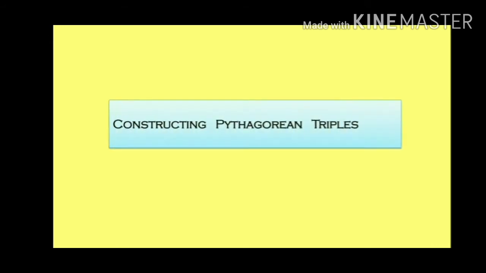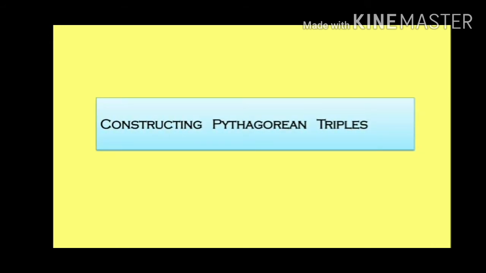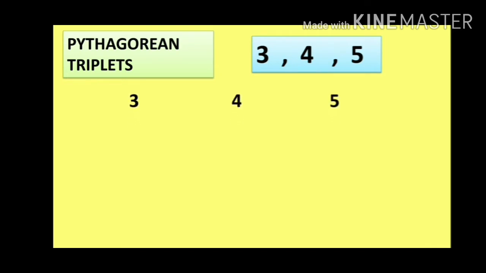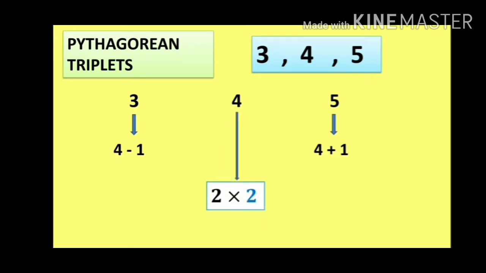Now let's learn how to construct Pythagorean triplets. For this, let's take the Pythagorean triplet 3, 4, 5, which is the smallest one. Now here we can say 3 can be written as 4 minus 1 and 5 can be written as 4 plus 1. That's the pattern here. 3 is written as 4 minus 1 and 5 is written as 4 plus 1. 4 can be written as 2 times 2.